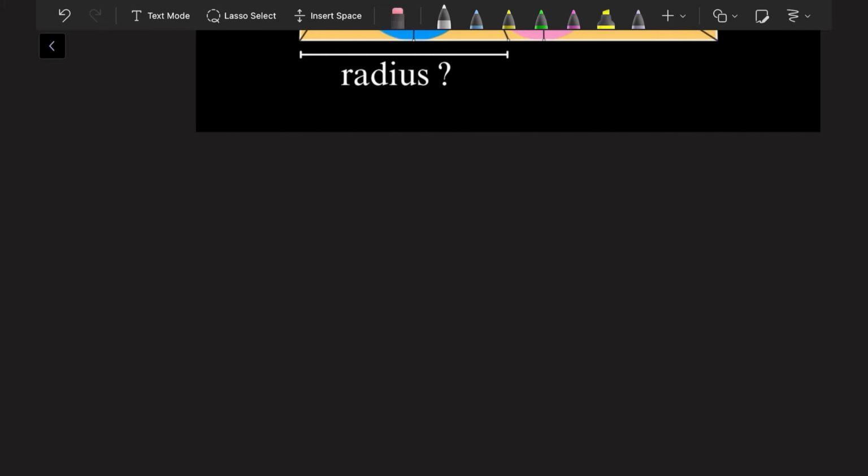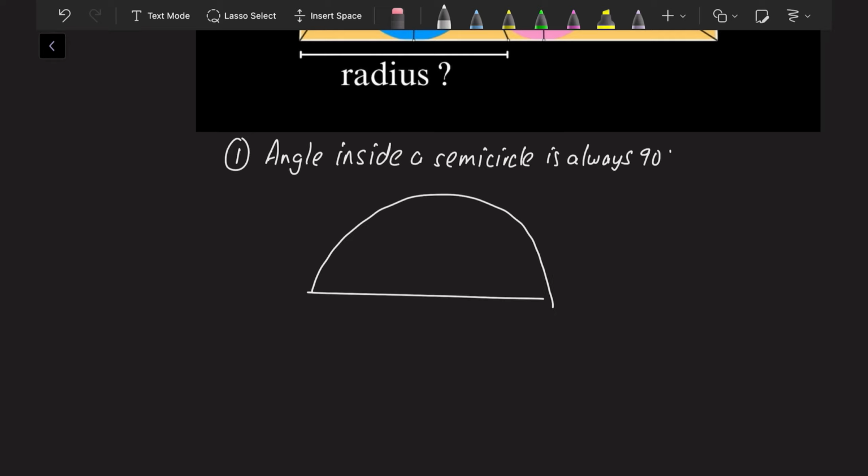So first of all, let us talk about the theorems that we are going to use. The first theorem that we are going to use is this one: angle inside a semicircle is always 90 degrees. Now what this says is that if you have a semicircle and these 2 points are the endpoints of the diameter, and you make a triangle such that the head rests on the circumference of the semicircle, then this angle is always 90 degrees.